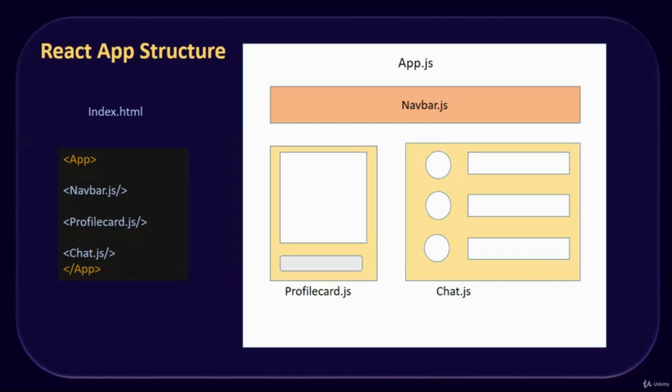But when it comes to React app structure, everything is component-based. So there is no conflict. A component means simply a division in HTML. Inside the main division, like app.js, we have navbar.js, and under that we have profile card and chart.js. So here is the structure. Inside the app.js file, we have navbar.js, profile card.js and chart.js. We will end this statement like this. You will learn more about adding and creating components as we go through our course.